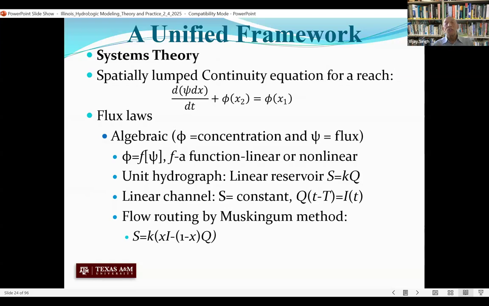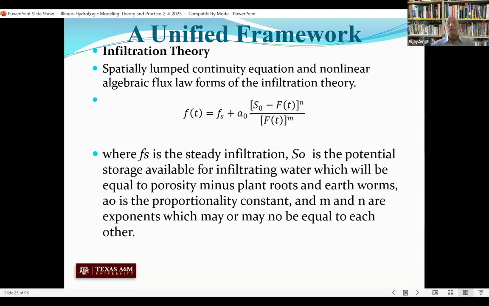If you consider the Muskingum method, which is again a linear law, except it says the storage is a linear weighted function of inflow and outflow. So the weight is measured by this parameter x, which is theoretically between 0 and 1, but practically it is between 0 and 0.5. Now, let's take the case of infiltration. And I want to show it because this is more complicated.